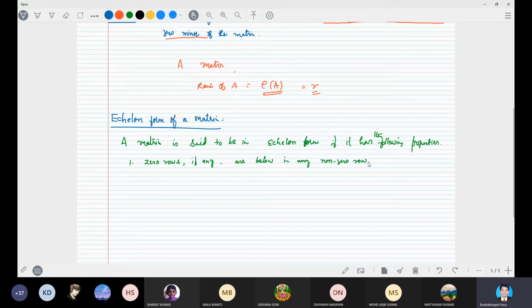Non-zero row. Okay. Suppose a matrix has any zero rows, then that zero row is to be taken at the last, below any non-zero row, right?